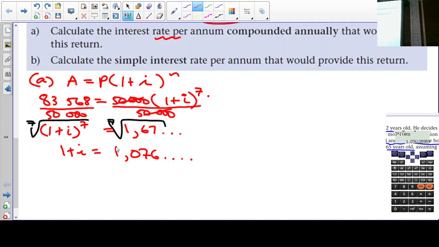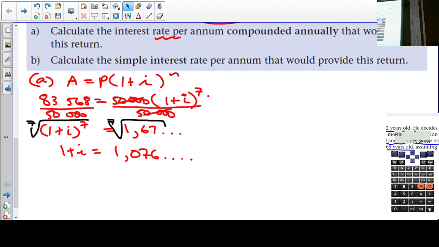Remember, I'm using the answer button on the calculator here. Why do I use the answer button? Because if I press answer, it's the last answer calculated on the calculator, as you can see. And by using the answer button, it's the accurate number at that point.